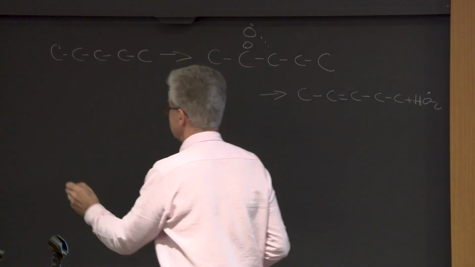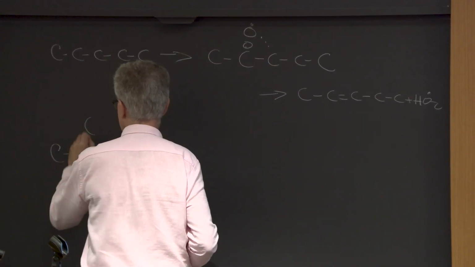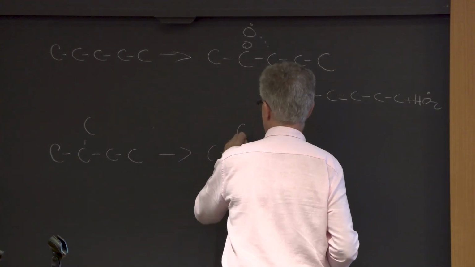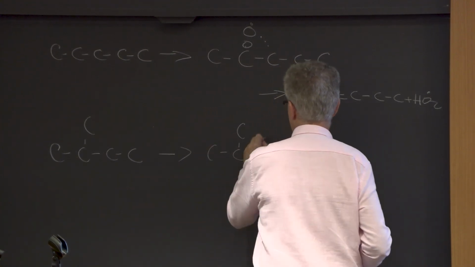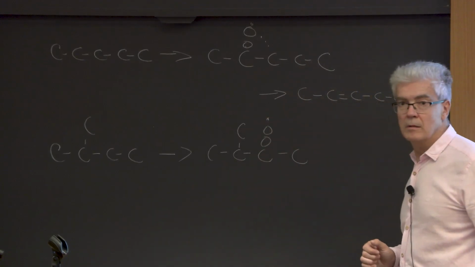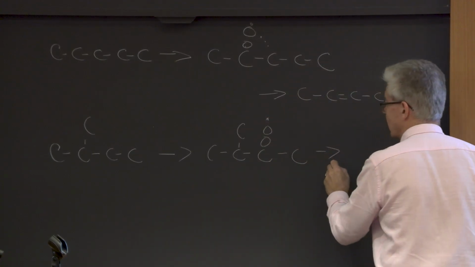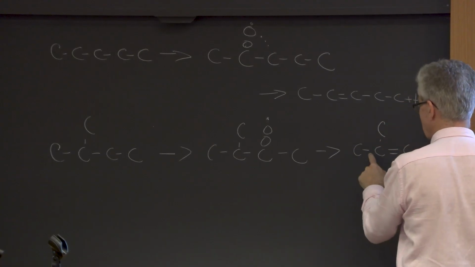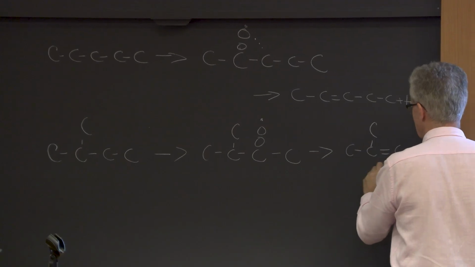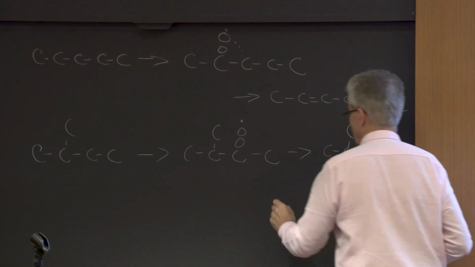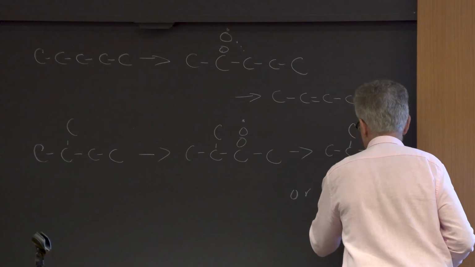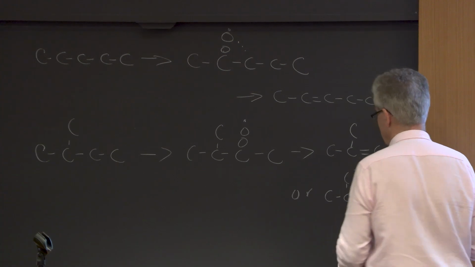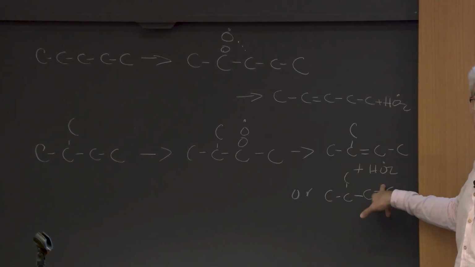We can also get another radical, and then that can give us this olefin or this one, plus HO2.